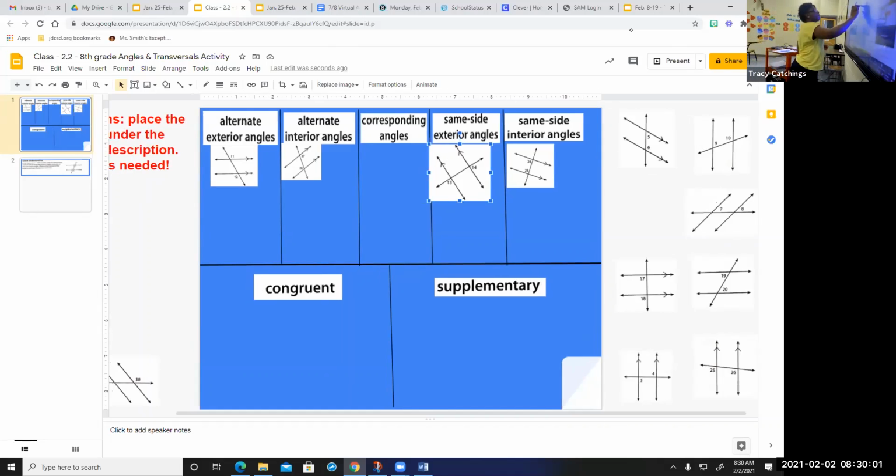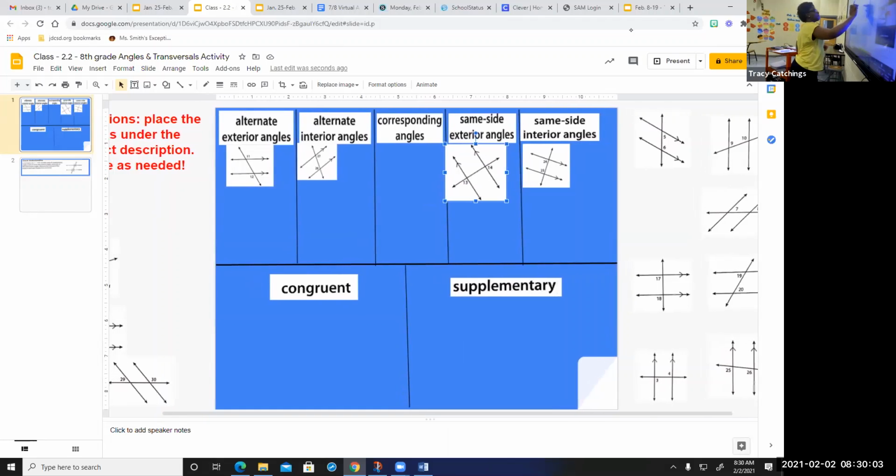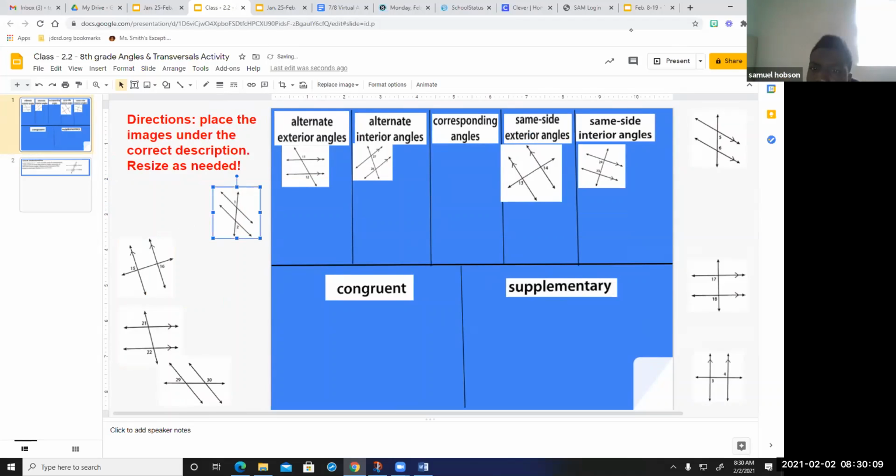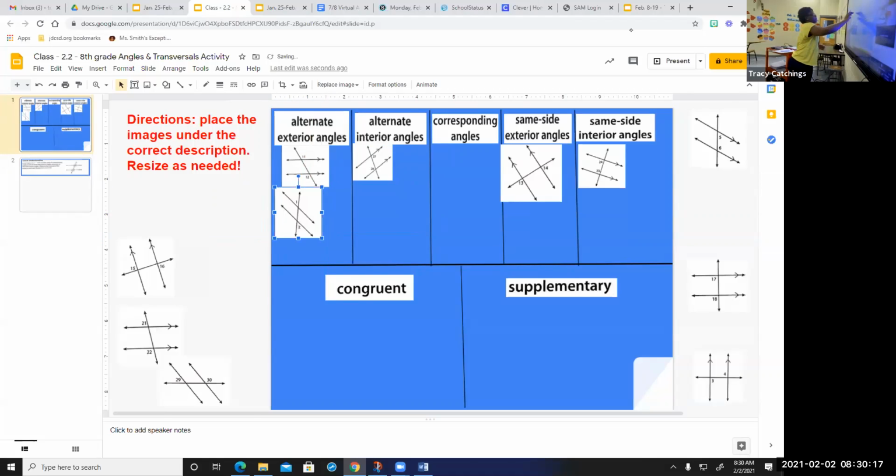1 and 2. Alternate exterior. Alternate exterior. They're opposite on the outside. Okay. All right, somebody else?